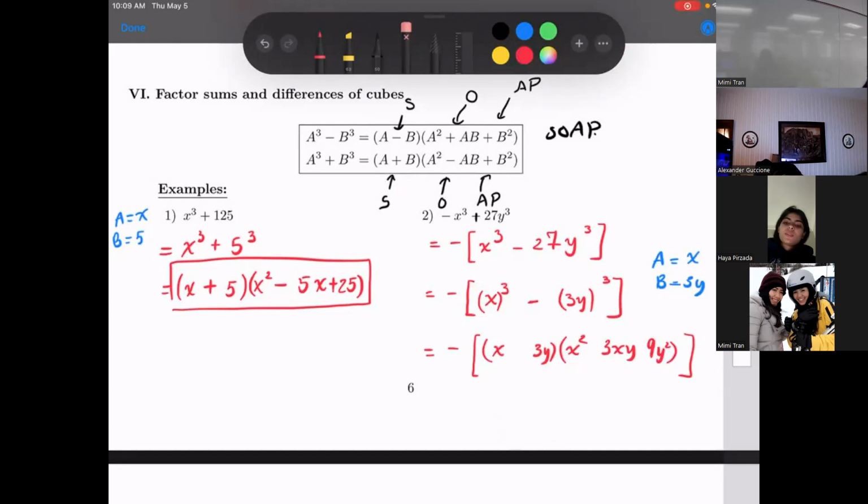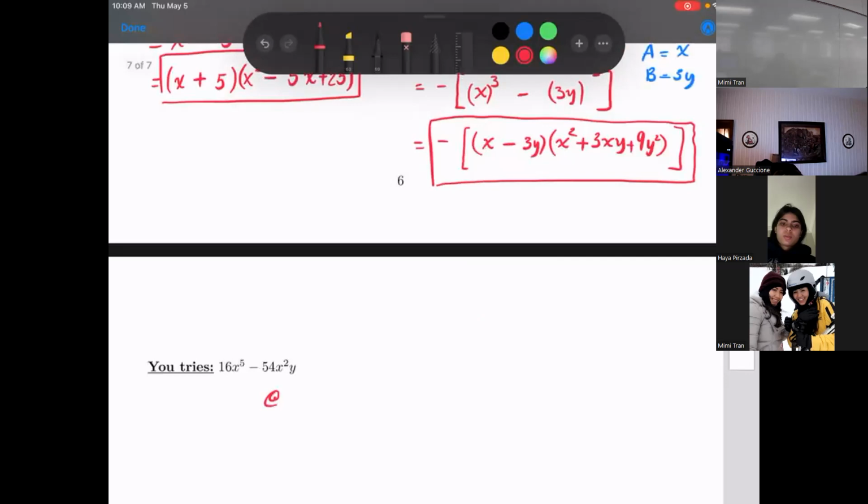Mike, can you tell me the sign? X minus 3y. And then, always opposite, right? So opposite, plus 3xy. Yep. Then you're done. You can leave the bracket there or you can take it off, doesn't matter to me. Practice this one at home.